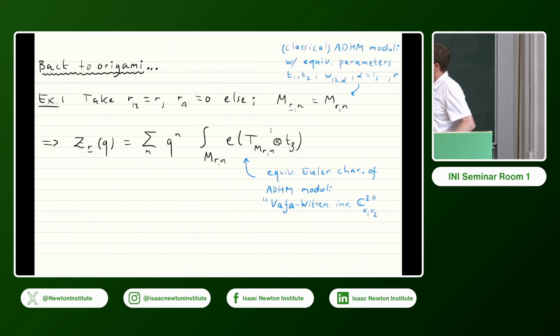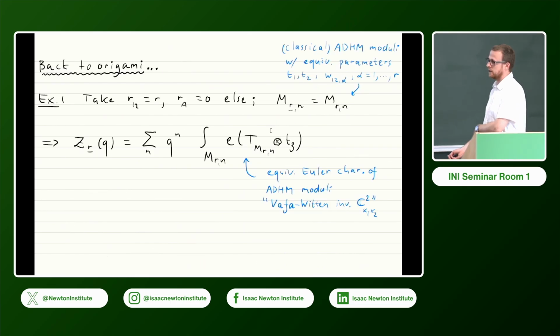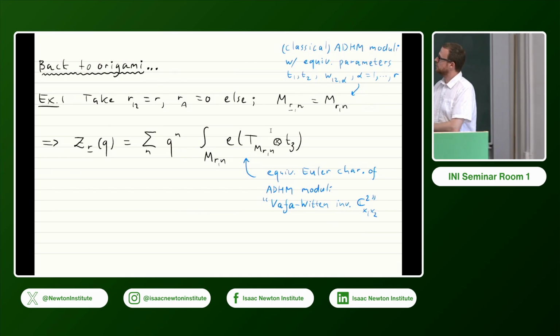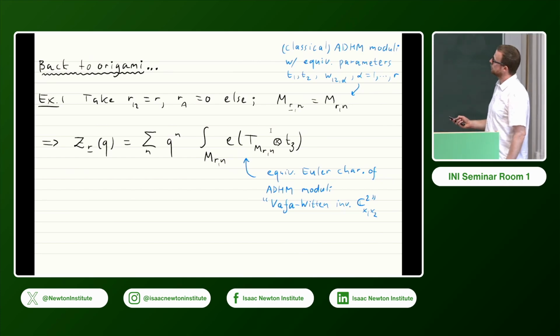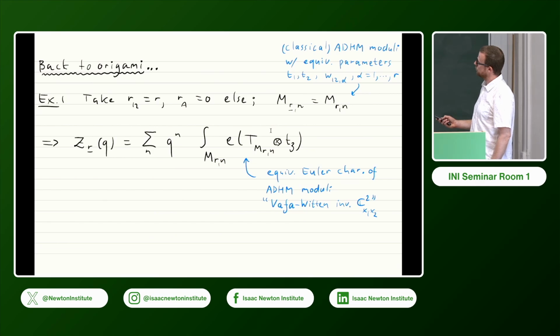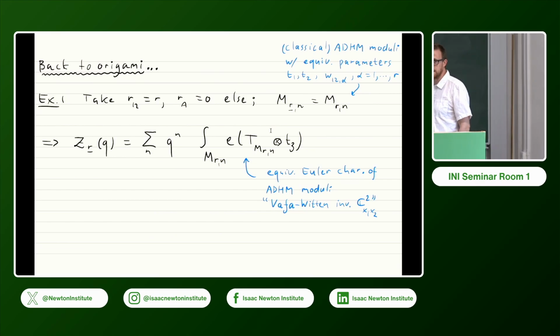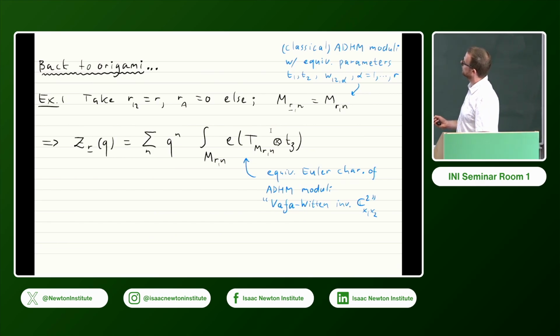So let us go back to origami and address Jim's question: are there some formulae? The first case you could look at is to only switch on one framing. So R12 is R and all the other RAs are equal to 0. Then the moduli space is just the traditional ADHM moduli space with equivariant parameters T1, T2 and framing parameters W1 to alpha.